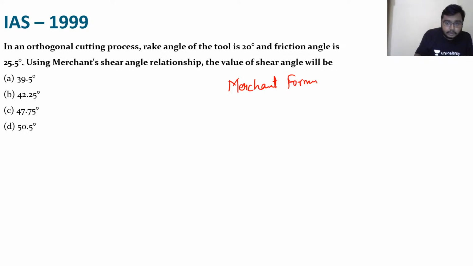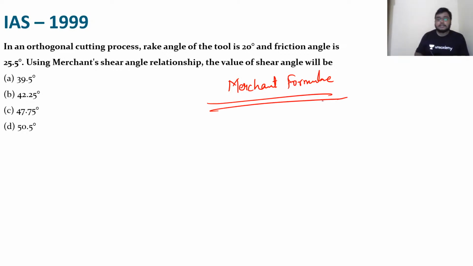Merchant formula. What is this merchant formula? Sir, Merchant has told that, dear students, if you have the beta relation, if you have the alpha, if you have the phi, then I'm giving you one relation between them. And what is the relation, sir? That relation is phi is equal to pi by 4 plus alpha by 2 minus beta by 2.